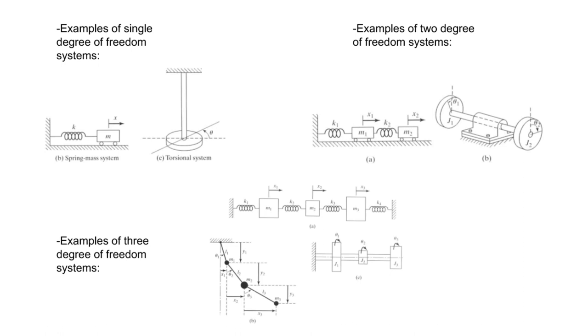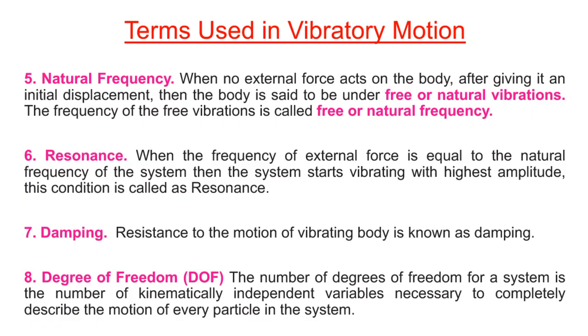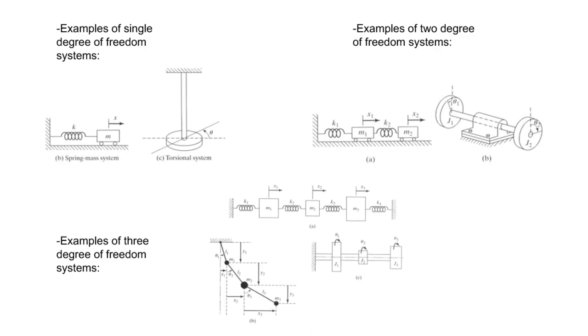Such n number of degree of freedom systems are there that you have to consider. That means, what is degree of freedom? The number of independent variables necessary to completely describe the motion of every particle in the system is called the degrees of freedom. Now I think you understand that.